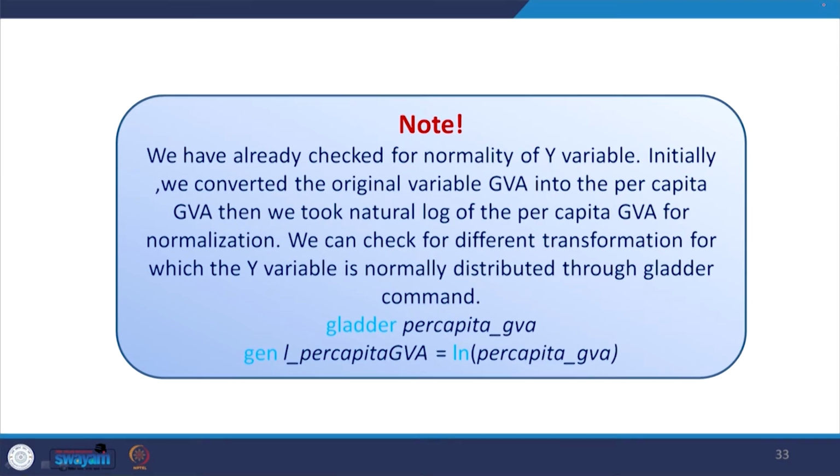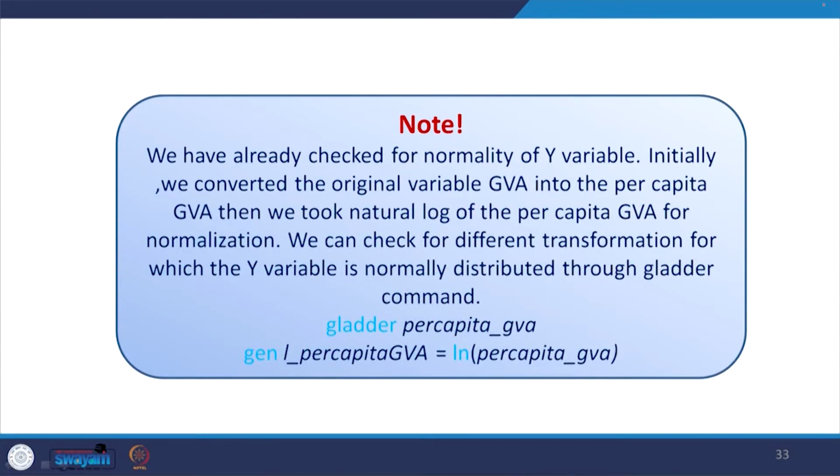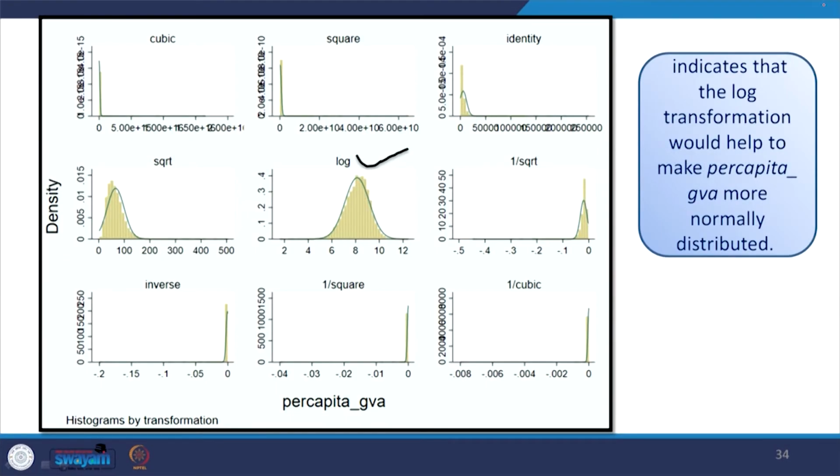Okay. And we can check for different transformations of which the y variable is normally distributed through the gladder command. The gladder command establishes which particular transformation is most appropriate for converting to normality. So, let us go by gladder with per capita GDP first, and then we can generate the results. It looks like this. If you run the same command, you will find this type of results.